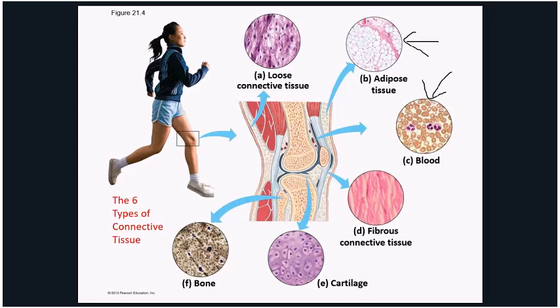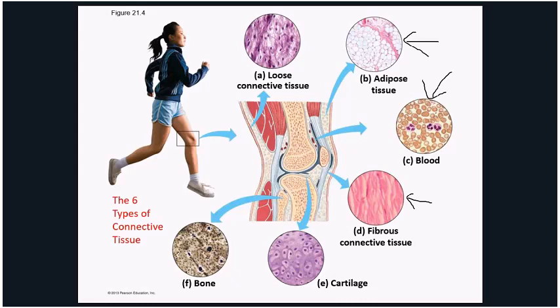Fibrous connective tissue, so this next one down here. This guy is going to be connecting a lot of our muscles to bone, and then some ligaments will be joining bones to other bones. So it's a pretty tough connective tissue.